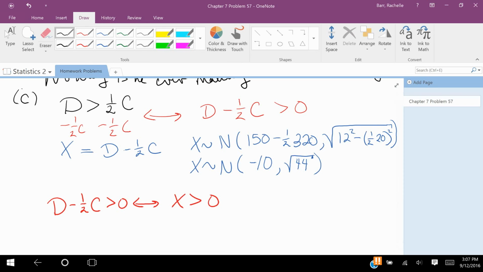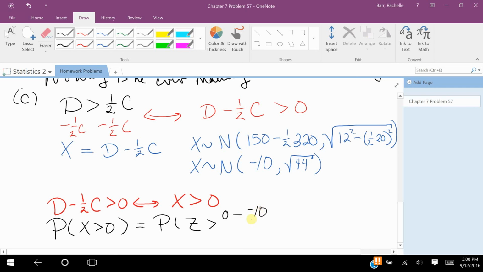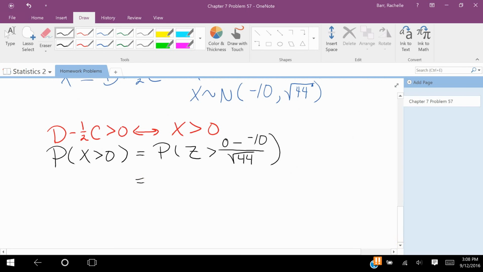So to calculate that, I'm going to do a probability. I want to figure out where x is greater than 0, and that's going to be the same as where is z greater than, and here I have to do my standard normal calculation, so minus my mean, which is -10. Oh, my negative came out bad. Hold on, I'm going to rewrite that. Minus a negative. Square root of 44. Okay. So if you calculate that z-score, I want to know when is z greater than 1.5076 roughly. That's what I got.